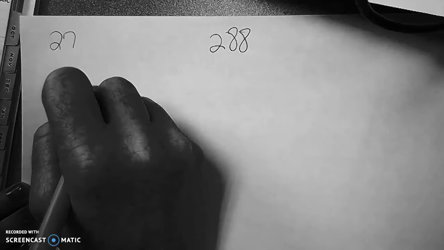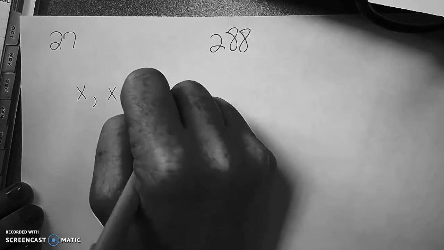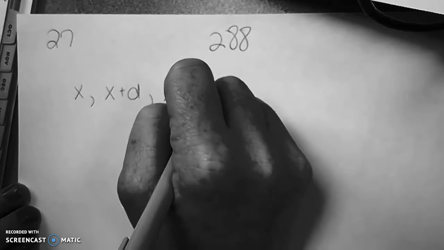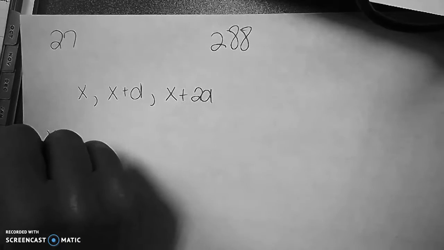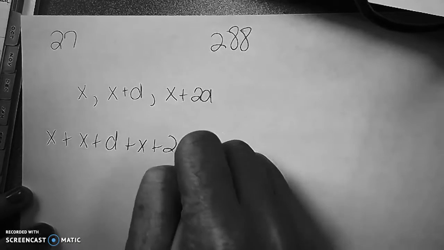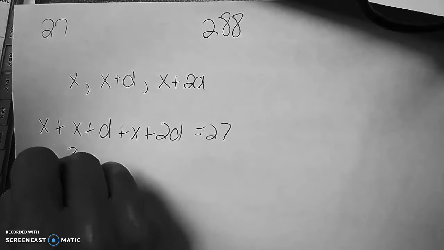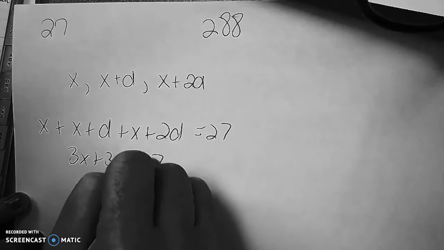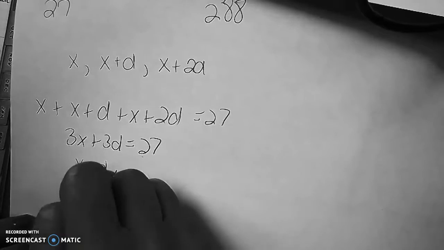So when I worked this algebraically, I said, let's let the first term be x. So the second term, we're going to take x and add d to it. In the third term, we're going to take x and add d again, so we're going to add 2d. So this would be our three terms. I know the sum of those would be 27, so I've created an equation. If I combine like terms, I'll get 3x plus 3d equals 27, and actually, since these all have 3's in them, I'm going to make life easier, and I'm going to divide everything by 3.